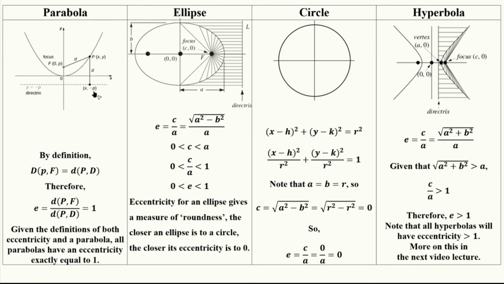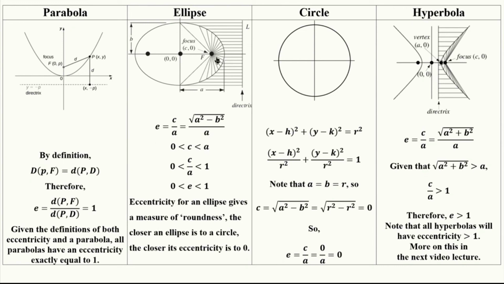Remember that for the parabola, since we don't have a center, so to speak, we actually use this formula, which is the distance between any point on the parabola to the focus divided by the perpendicular distance from the same point to the directrix. And as we know, by definition, those two distances are the same, if you recall from our parabola lecture. So the eccentricity for all parabolas is always going to be 1.